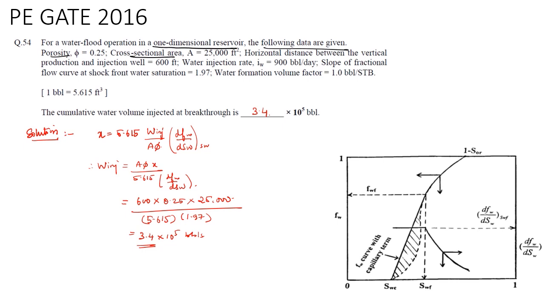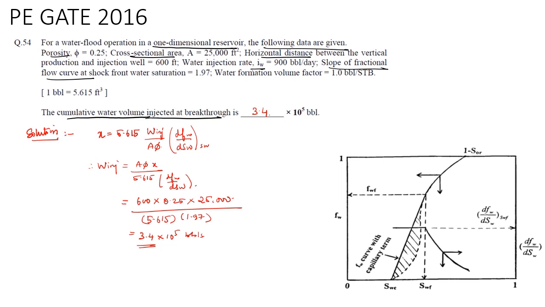Porosity is given, cross-sectional area is given, horizontal distance between the producer and the injector well is given, injection rate is given, and the slope of the fractional flow curve is also given at the shock front. Now we need to find out what would be the cumulative water volume injected at breakthrough.